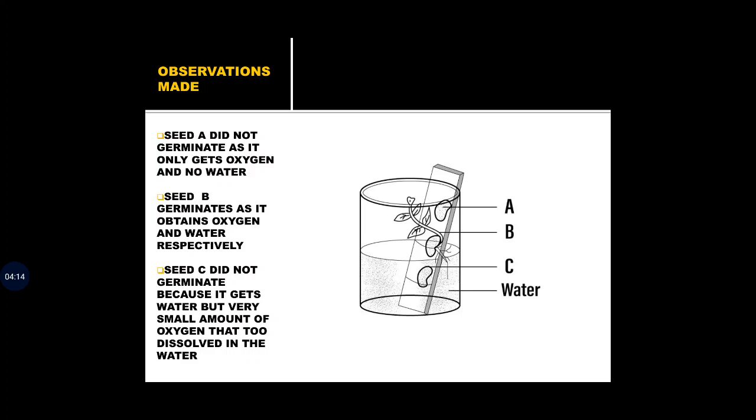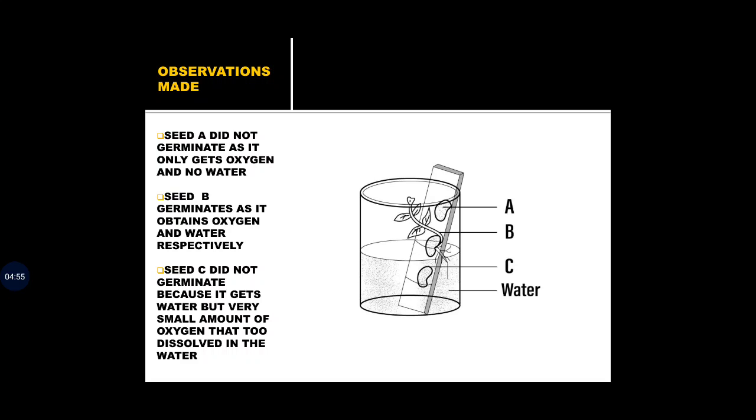Seed A did not germinate, and you may see that the position of seed A is completely out of water. In seed B, you may see the germination has taken place, and you may also observe that seed B is partially inside the water and partially exposed to the air. At the same time, if you see seed C, you won't see any germination because it is completely dipped into the water.